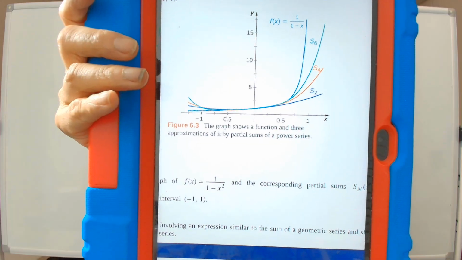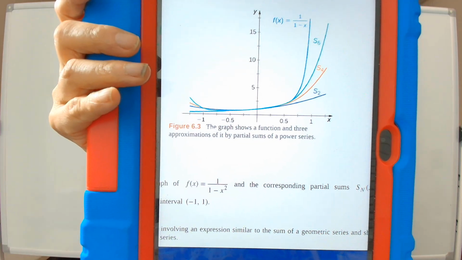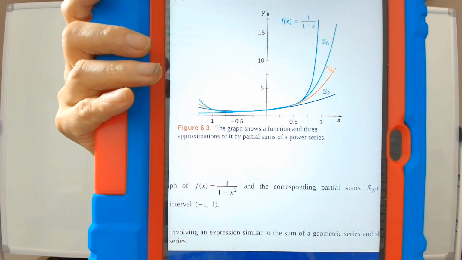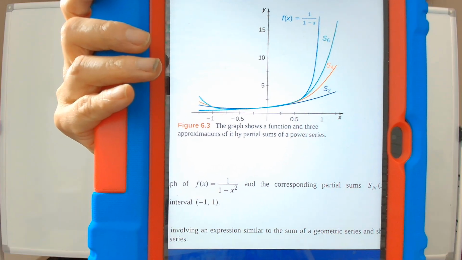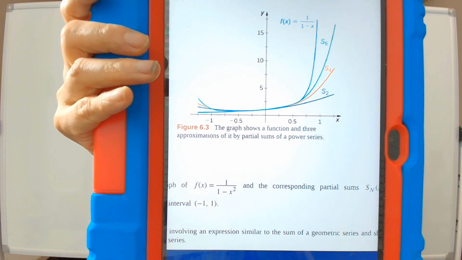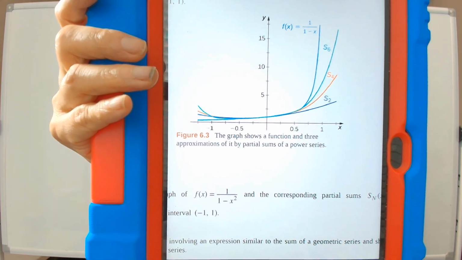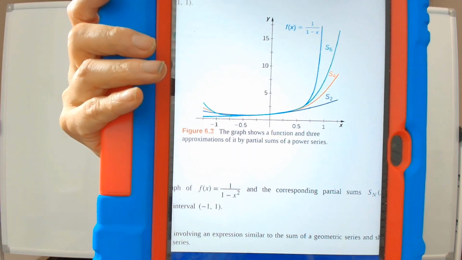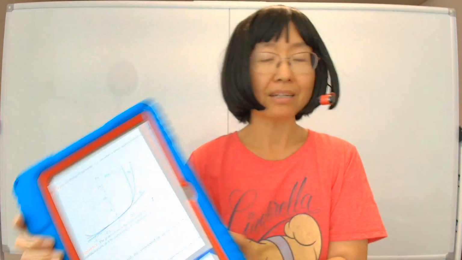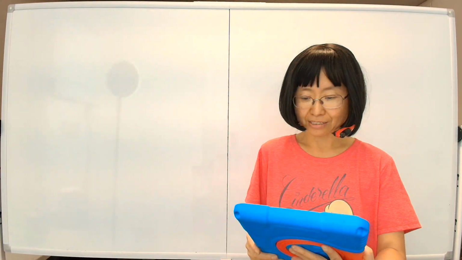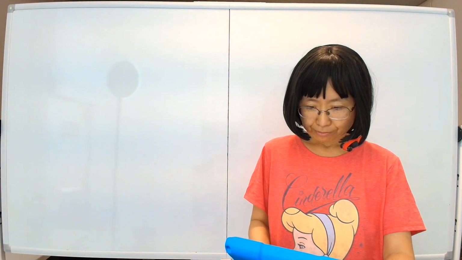Whereas as you get closer to 1, the approximation gets worse. As you can see, S2 is not as good as S4, which is the 4th partial sum. And then S6, you add more terms, you get a little more accurate. But generally speaking, the accuracy falls off as you get close to 1.